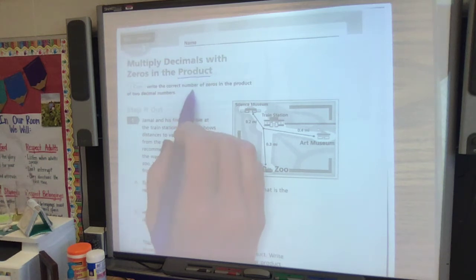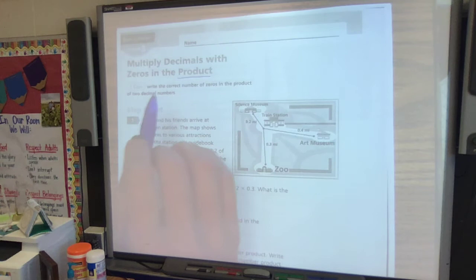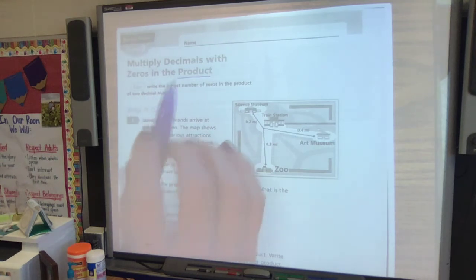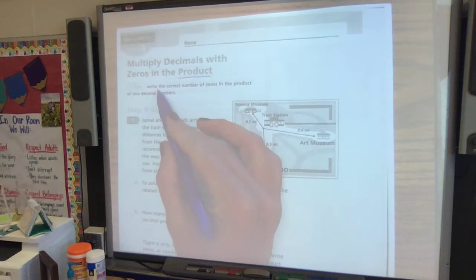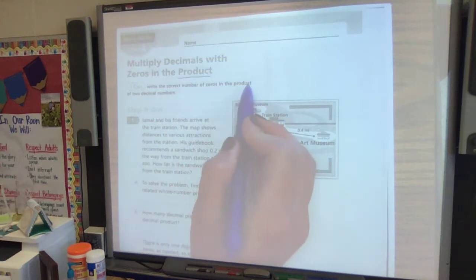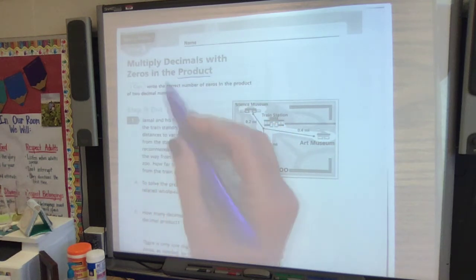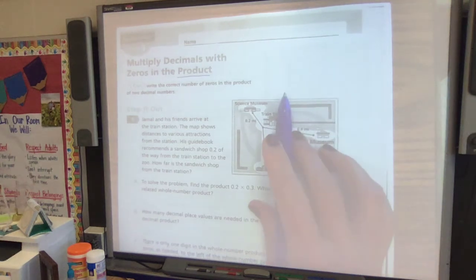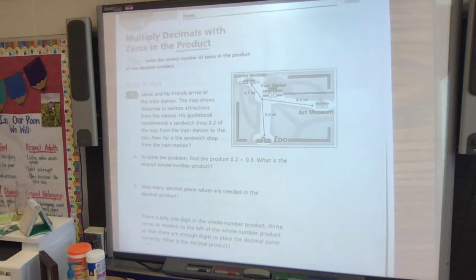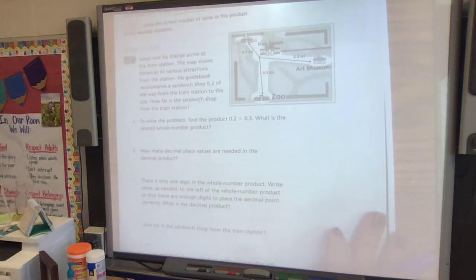So that can get a little confusing, so that's why we need to continue, like we said, to make sure that our answers are reasonable and make sense. So we need to make sure we write the correct number of zeros in our product. That's what our I can statement is today. So we are in your module 10 through 20 book, and we're on page 409. So follow along with me while we do this.